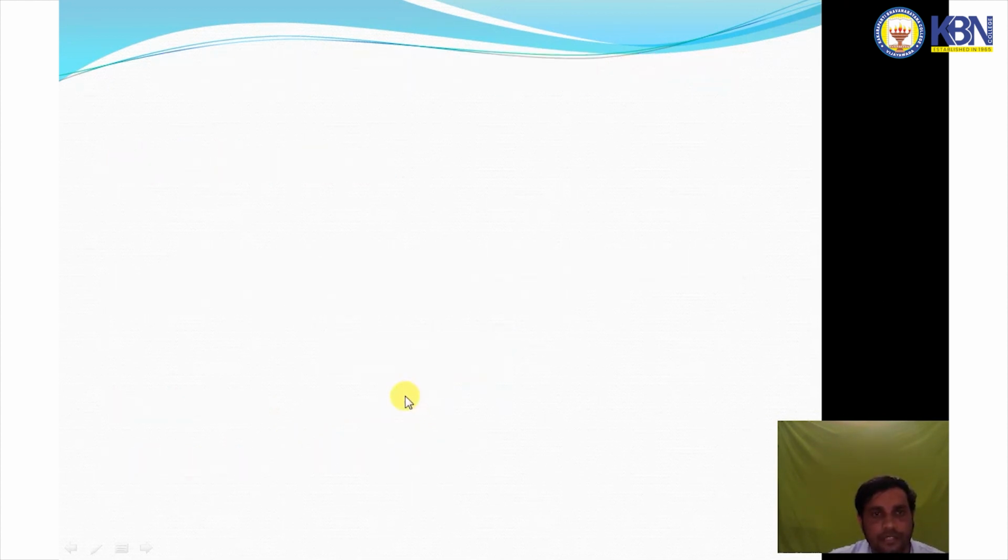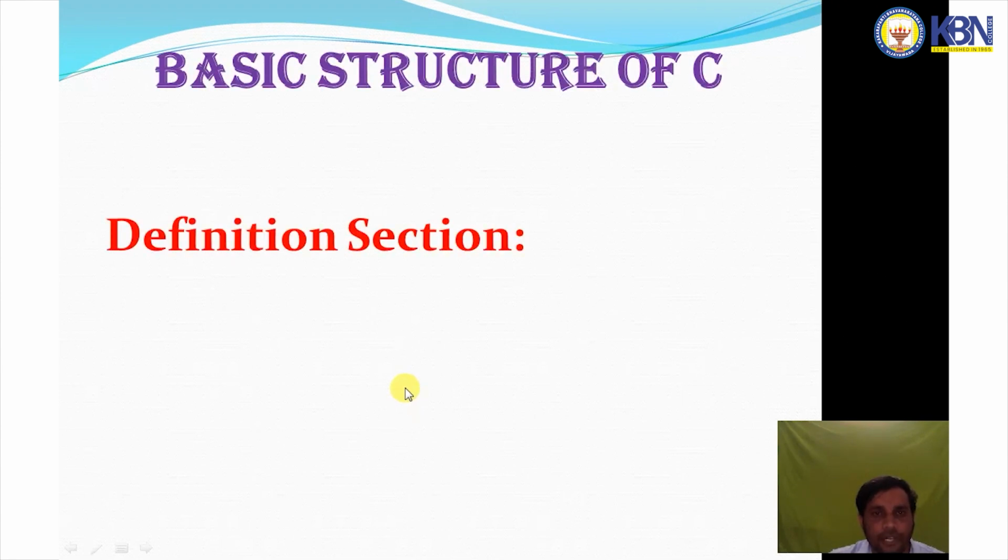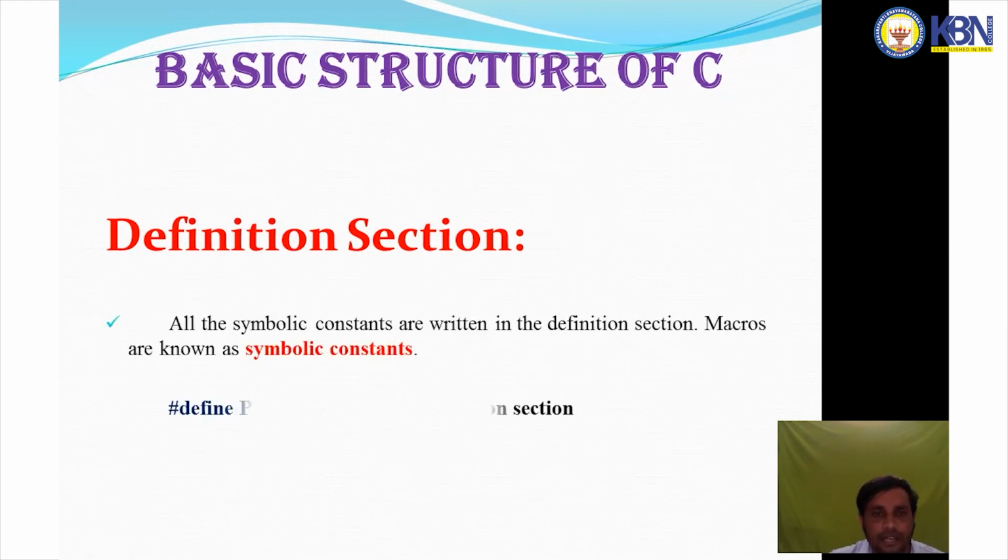The next one is the definition section. What does the definition section mean? The definition section is used for defining symbolic constants, and that is called the definition section. This definition section is defined as one of the preprocessor directives, where pi is the constant. The value of the constant pi is 3.141. This section is called the definition section.